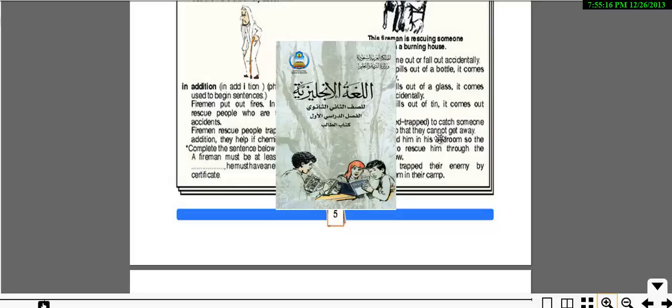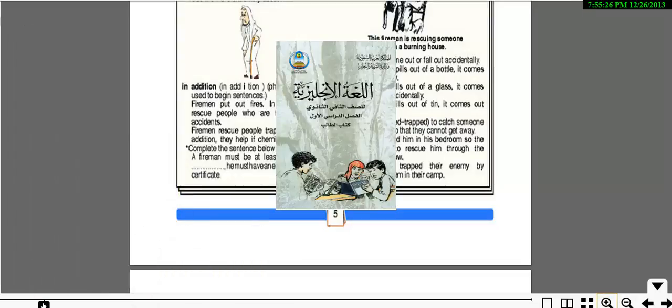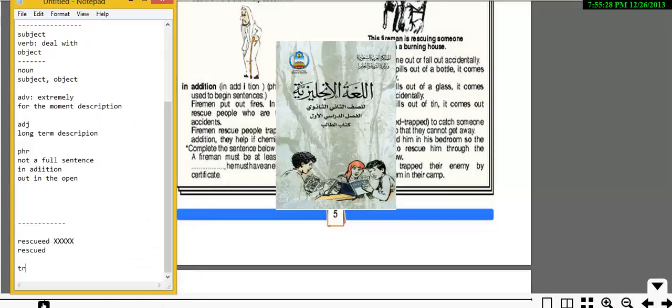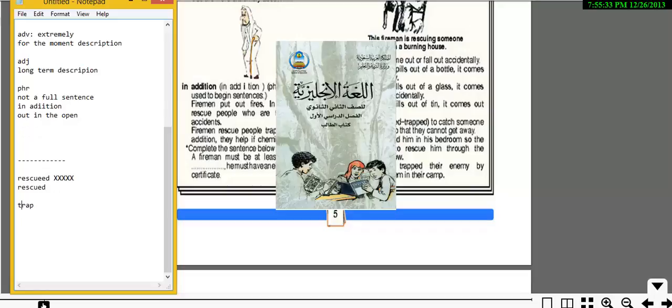Trap is a verb and it's regular, so it ends with trapped. Another trick with the past tense. As you can see here, trap is the verb, and if we want to add ed to it, so it goes trapped. Well, no, it doesn't work like this when it ends with a P and it's only one syllable.